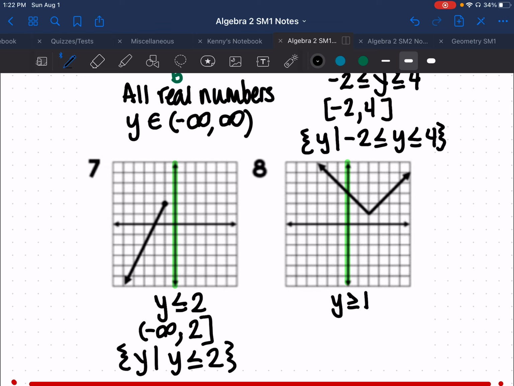If I were to use this in interval notation, it would be 1, comma, infinity. The 1 is closed, so a bracket. Infinity is never closed, so a parenthesis. And we already have the set builder notation done. We just got to get the symbols in the front: y, all values of y such that, and then you put y is greater than or equal to 1 and curly bracket it up.